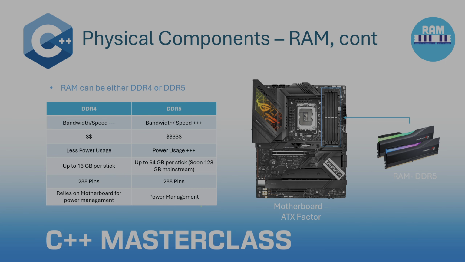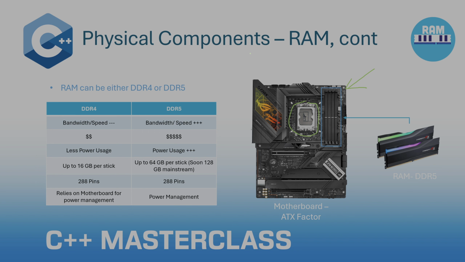As of right now in 2024, RAM can be either DDR4 or DDR5. As you can see over here, this is the RAM I have in my computer right now. Here's the CPU, and where this box is, that is where the RAM goes into. You do have to install the RAM in a certain order, but don't worry about that for right now. But what is the difference between DDR4 and DDR5?